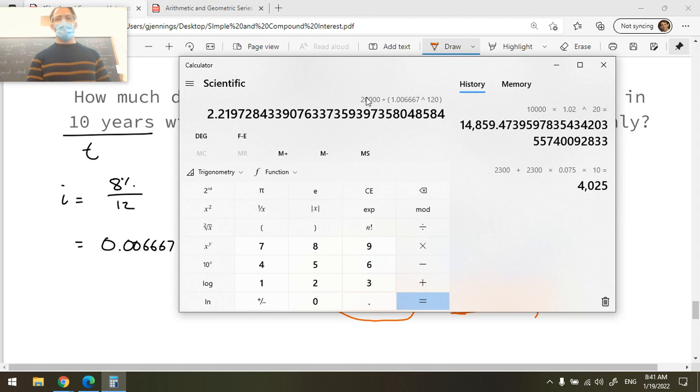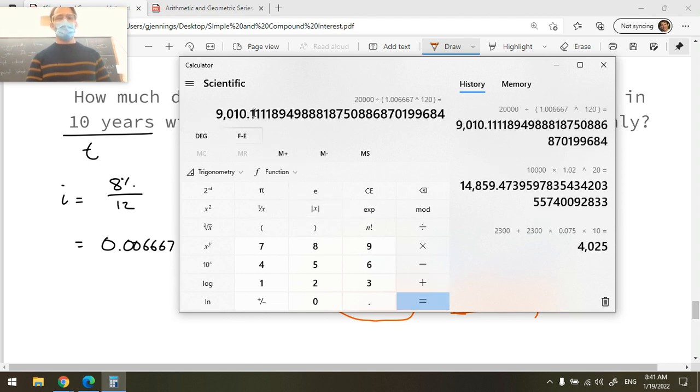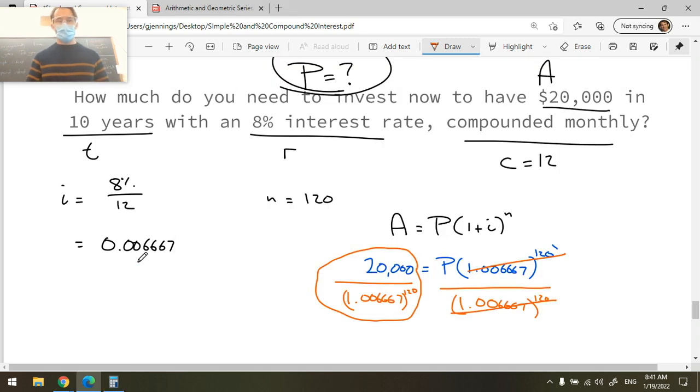I'm going to be more than doubling my money. So when I divide the amount of money that I want by that, it will tell me that you need to invest now 9 grand. 9 grand and $10 and a dime and a penny. Basically 9 grand. So therefore, P is equal to $9,010.11.